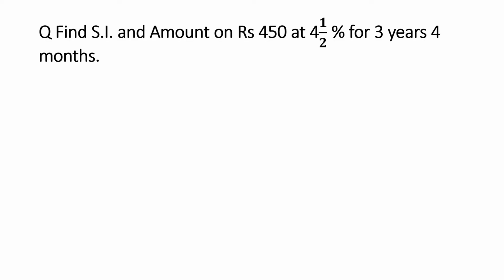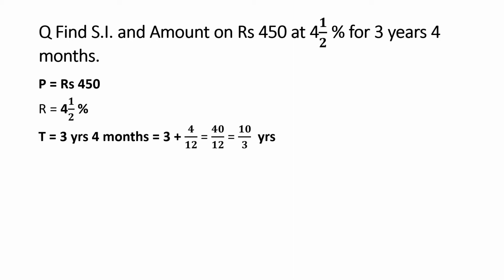Now we are going to discuss the questions based on simple interest, and the next concept, that is amount. Find the simple interest and the amount on rupees 450 at 4 and 1/2% for 3 years 4 months. Now you have to calculate simple interest and the amount. First we are going to calculate simple interest. Principal is given to you, 450. Rate of interest 4 and 1/2%, that is 9/2%. And the time is 3 years 4 months.